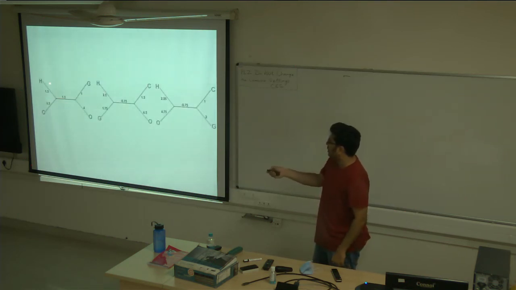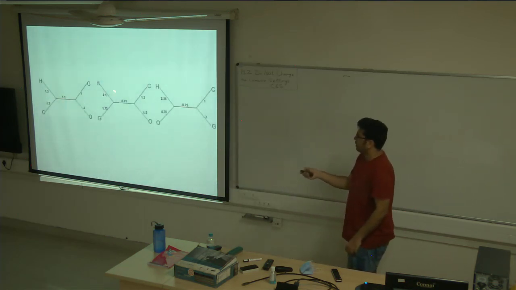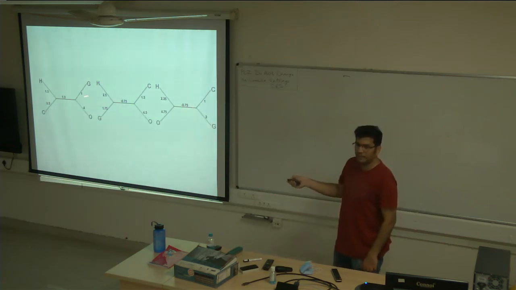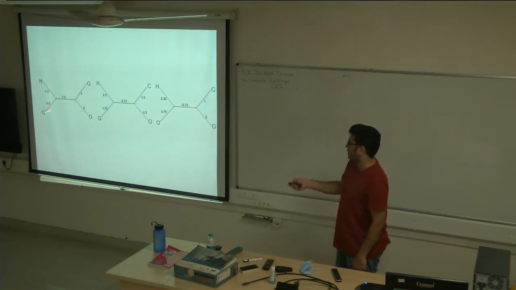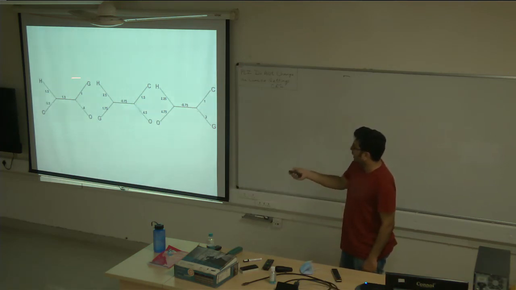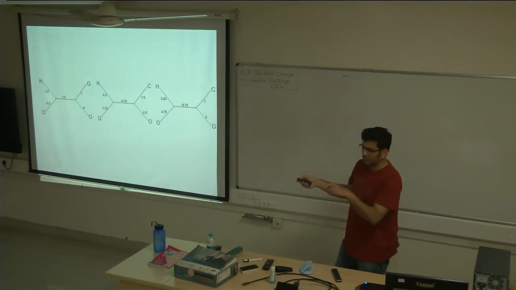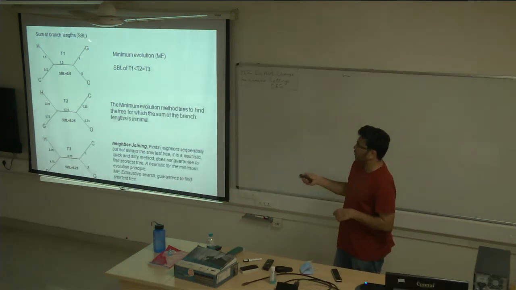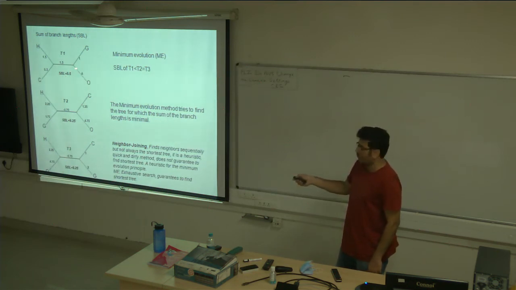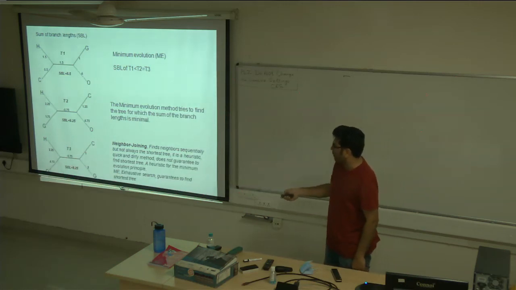So now we have basically evaluated all the possible three topologies. We have calculated branch lengths for all of these three topologies, and then you add up these branch lengths on each tree. So that will be your sum of branch lengths. For tree 1, the sum of branch length is 8.5. For T2 it's 9.25, and for T3 also 9.25.